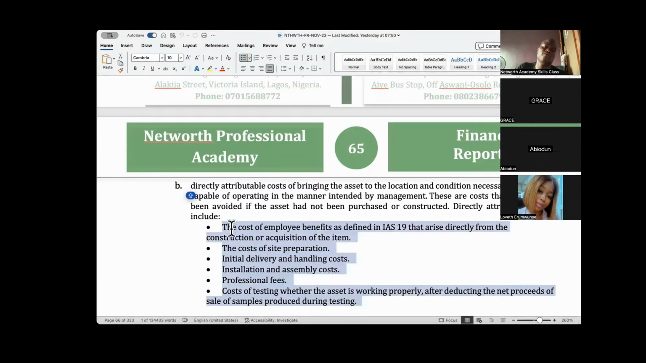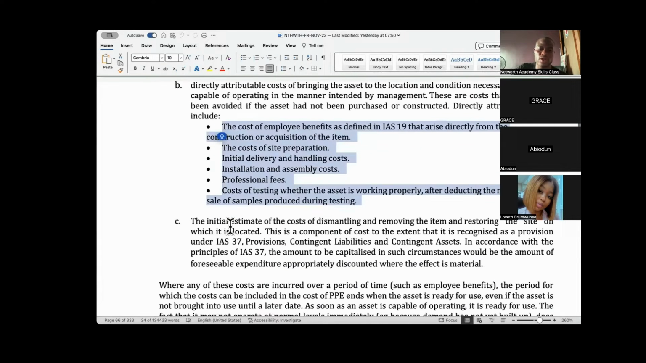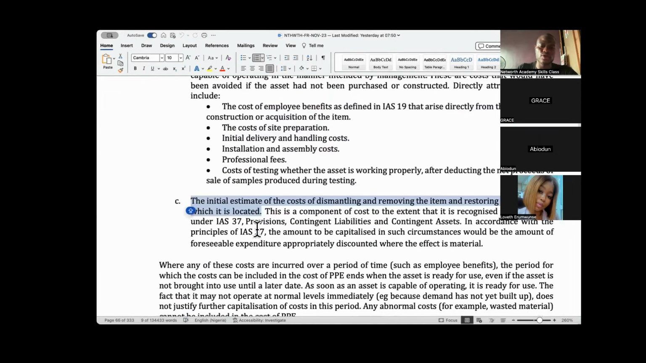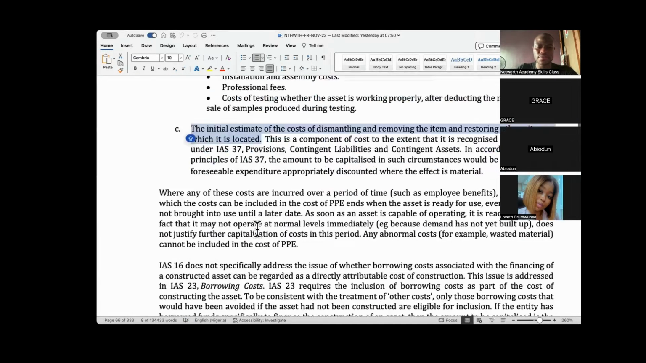We explained all of this critically last week. We also said that it includes the initial estimate of the cost of dismantling and removing the item and restoring the site on which the asset is located. We said this is also capitalized, and we explained how that is achieved. We also looked at an example on that last week.